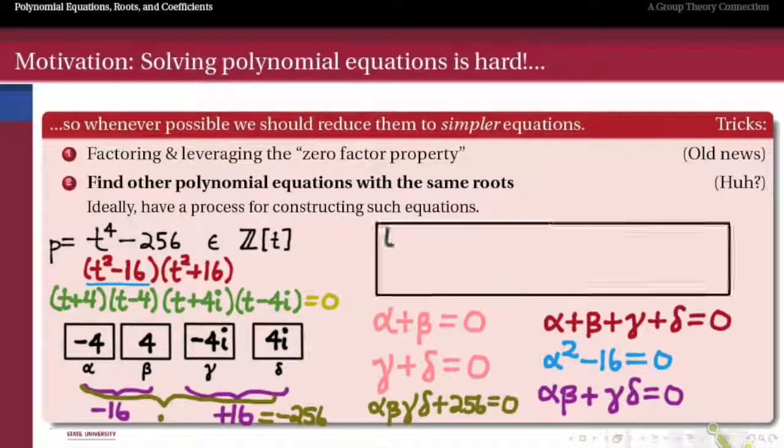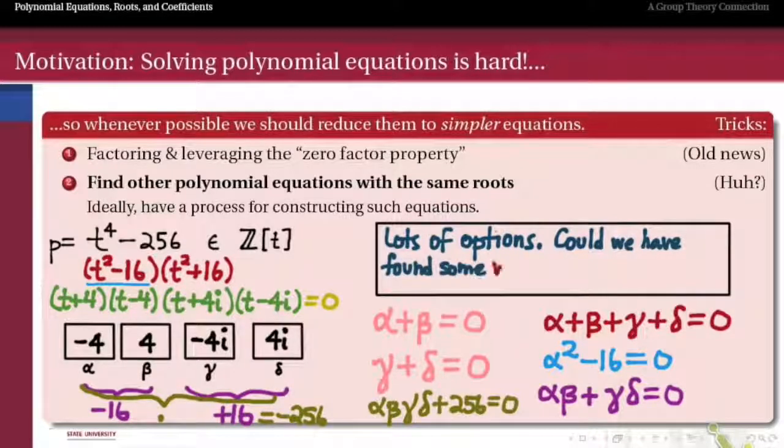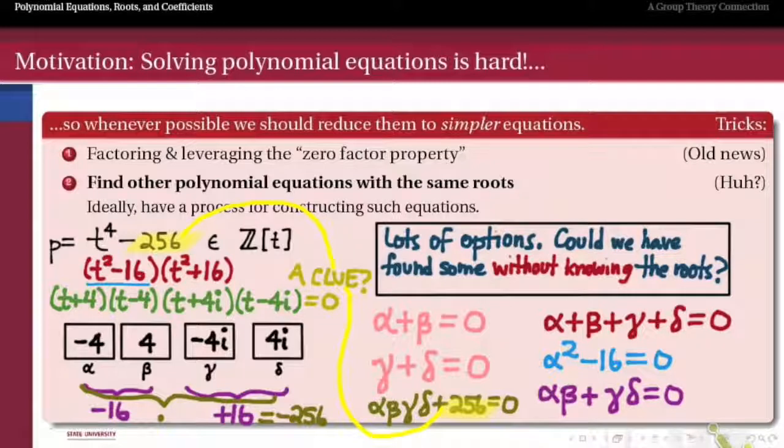We could keep going. Right? There's a whole bunch of choices, lots of options on different polynomial equations that are solved by the roots of p. But when we constructed these, we knew what the roots were. Is there a way to construct these equations without knowing what the roots of p are? So we might look for a clue in the fact that one of these equations has a 256 in it that we didn't have to look very hard to find in our original equation. It was one of our original coefficients. So the name of the game is to figure out if we can construct equations that are solved by the roots of p without knowing what those roots of p actually are.